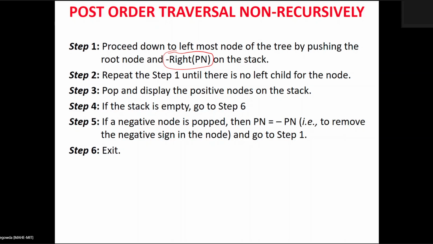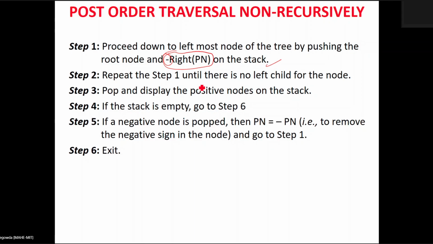As and when we pop the value from the stack, when we get the negated value from the stack, it is understood that that is nothing but the address of the right subtree. After popping, if we get a positive value, it indicates that that is the address of the left subtree. For that purpose we are going to add the negative value to differentiate the right subtree and the left subtree. And in step 1, we proceed down to the leftmost node by pushing the root node as well as the right subtree onto the stack.